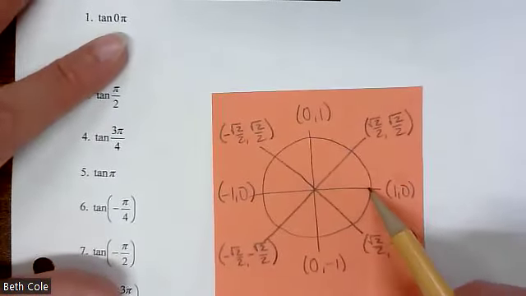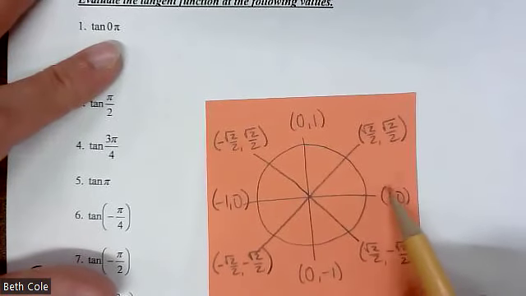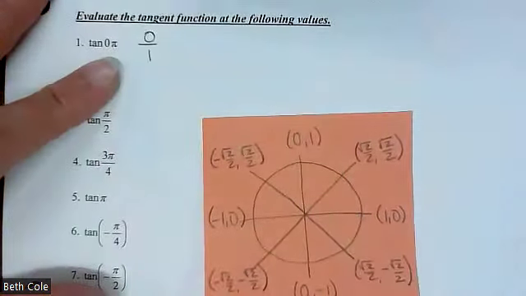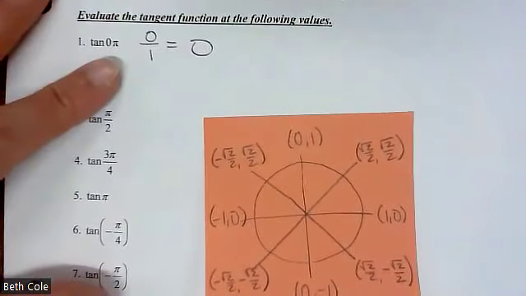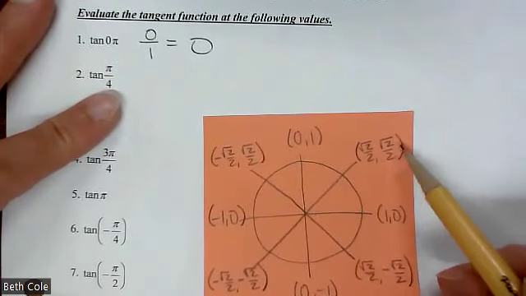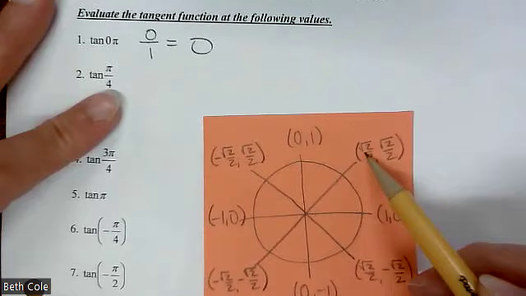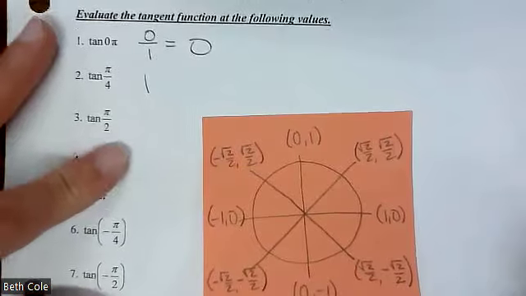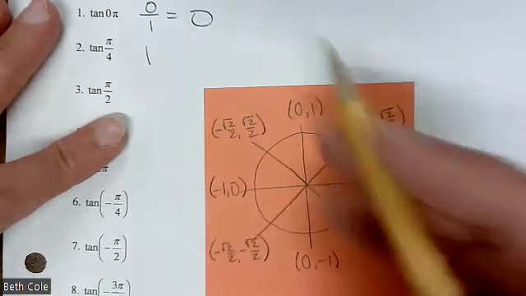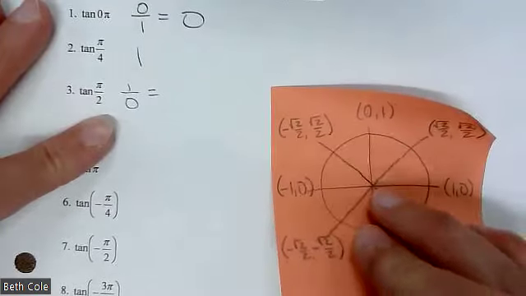So at your first point, that would be right here. So that would be what over what? 0 over 1. Is that 0 or is that undefined? That's 0. All right, now pi over 4 is right here. If you put this over this, again, it would look awful, but anything over itself is 1. So that just comes out to be 1. Pi over 2, now we're at the tippy top. If you put y over x, that's 1 over 0. Now that is where you get an undefined. Okay, good.